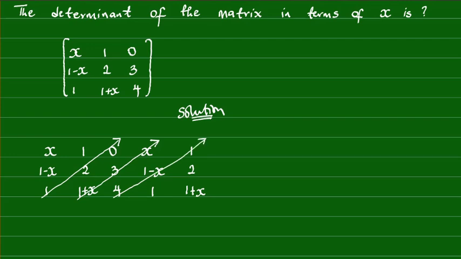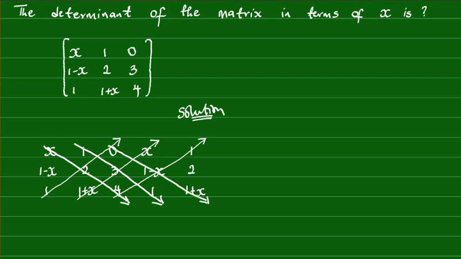All right, move back, and we'll draw a diagonal line from row 1, column 1, where we have x, and our line will terminate at row 3, column 3, where we have 4. Next, we'll draw a diagonal line from row 1, column 2, where we have 1, to row 3, column 4, where we have 1. This is followed by our last diagonal line, which we start from row 1, column 3, where we have 0, and terminate at row 3, column 5, where we have 1 plus x.